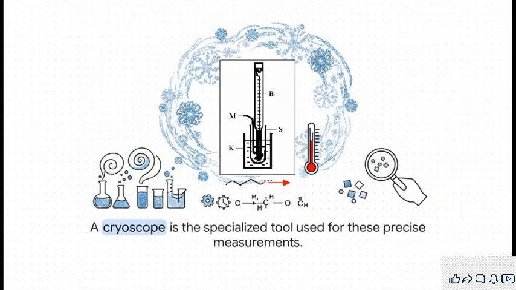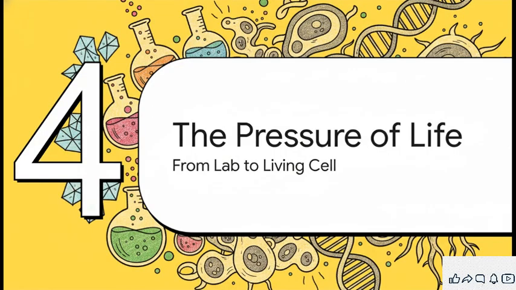And this isn't just some textbook idea. This is a real technique. Scientists use this specialized tool called a cryoscope to do exactly that. It lets them get incredibly precise measurements of that temperature change. And for more than 100 years, it's been one of the classic ways chemists figure out what an unknown compound is. Okay, so we've gone from icy winter roads to the inside of a chemistry lab.